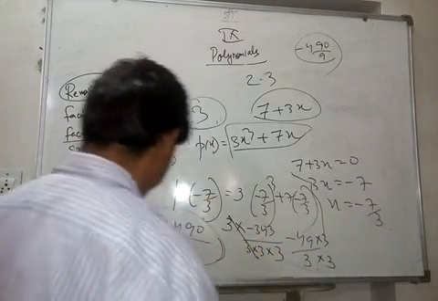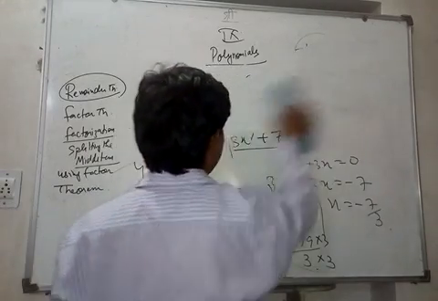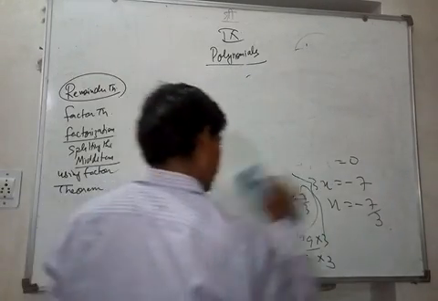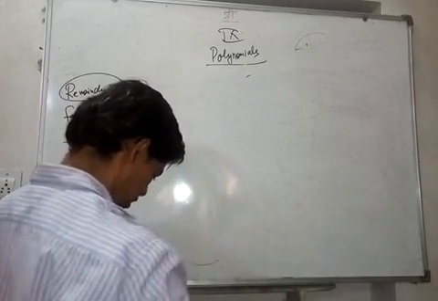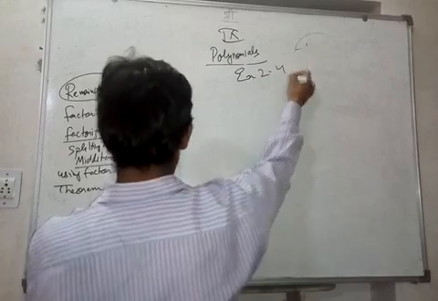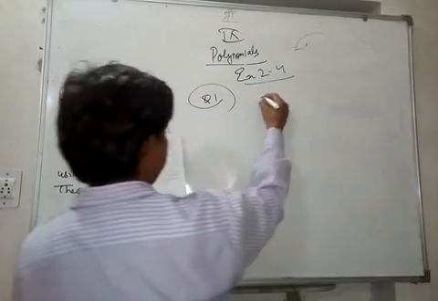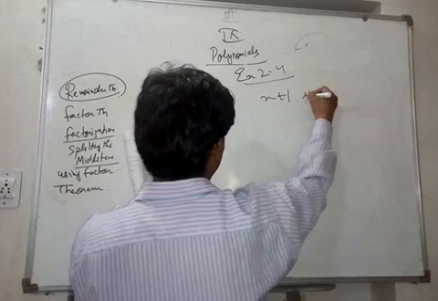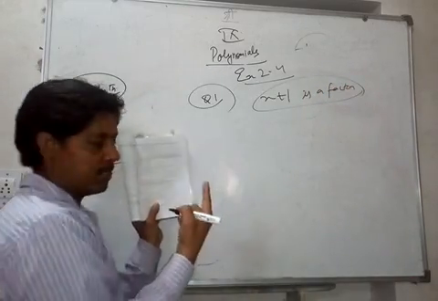So this is exercise 2.4 question number 1. Determine which of the following has x plus 1 as a factor. So x plus 1 is a factor, you have to find that. Okay, so we are dividing by x plus 1.